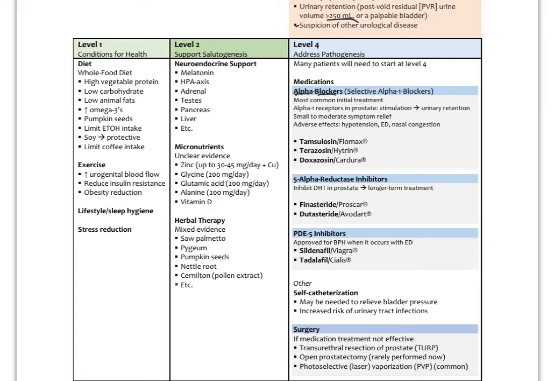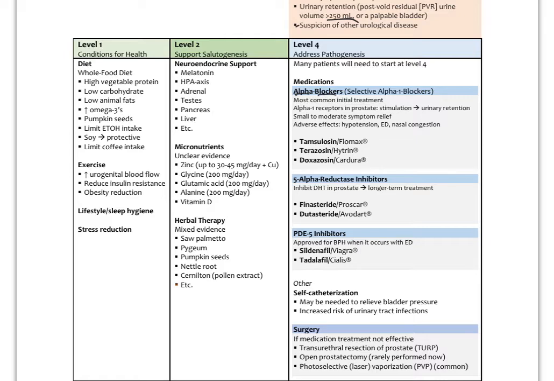And that's because they block the alpha-1 receptors in the nose, and that causes vasoconstriction. The classic alpha-1 blockers for the prostate will be tamsulosin, Flomax, terazosin, Hytrin, and doxazosin, Cardura. So those are very commonly prescribed for that.